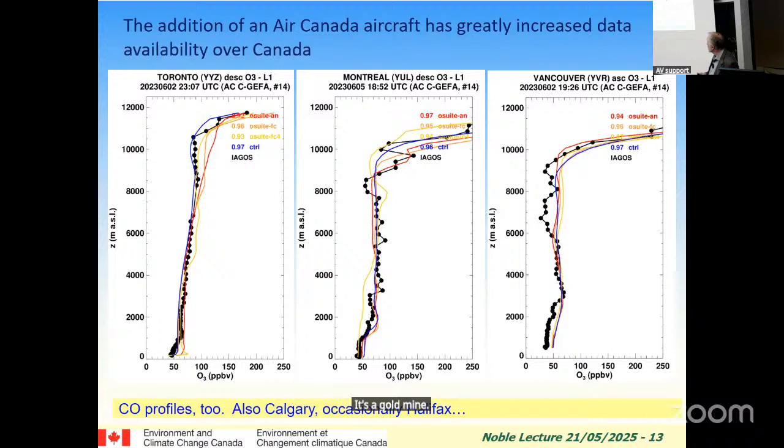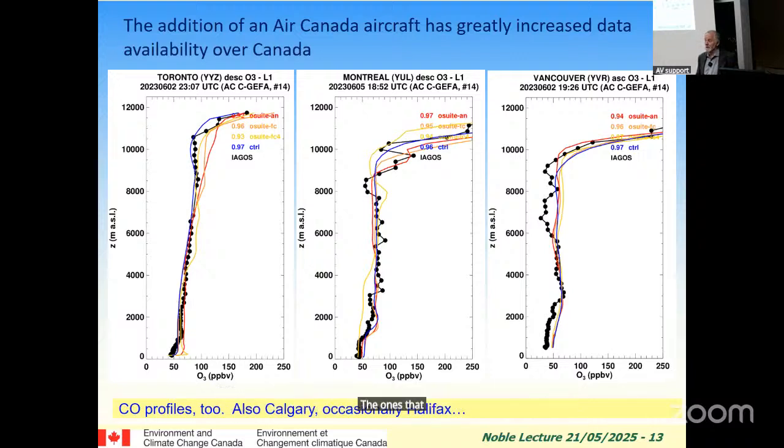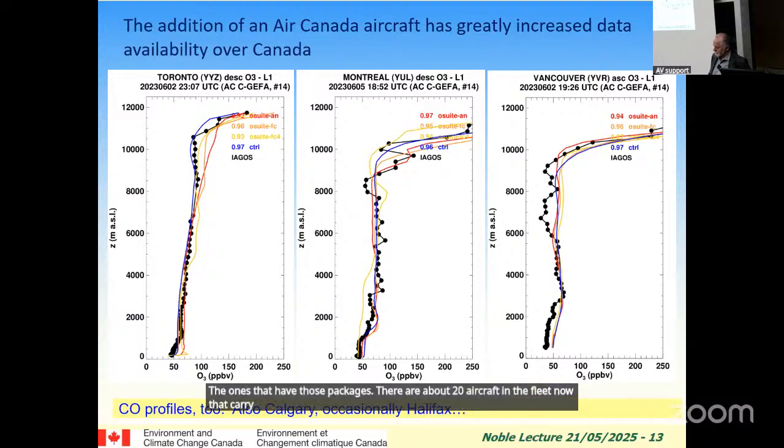But there's an example of a few of the profiles from cities, because these aircraft are flying all over. And it's not just the Air Canada ones. I mean, there's about 20 now in the IAGOS fleet. So the foreign aircraft that are landing in Halifax and Toronto, they also give us profiles. The ones that have those packages. There are about 20 aircraft in the fleet now that carry these packages.